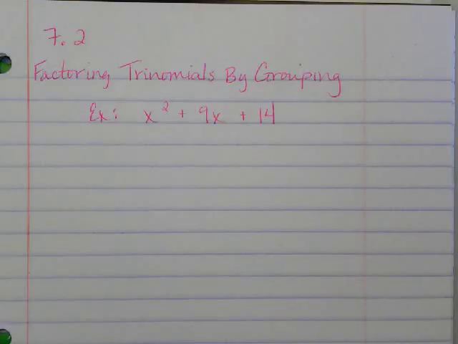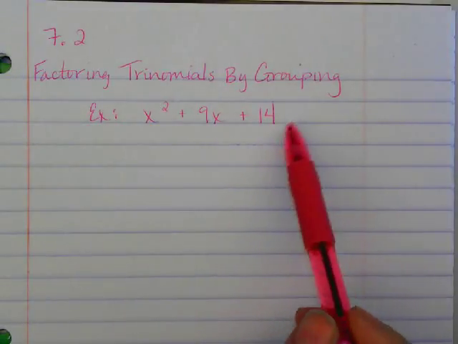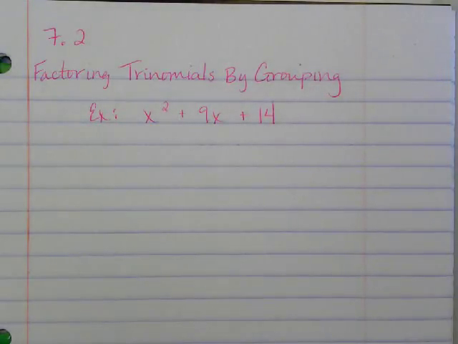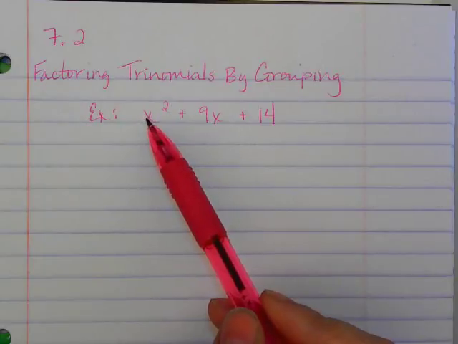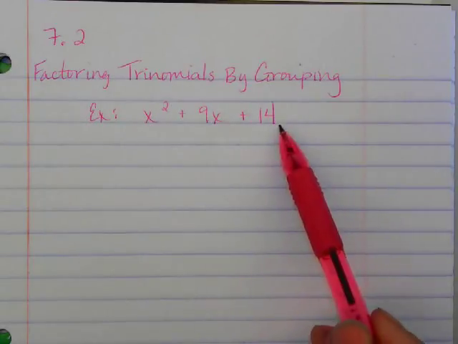So anytime you're factoring, you want to look for a greatest common factor first. If I have x squared plus 9x plus 14, do I have a greatest common factor? I do not, because there's no number with x squared, so I can't factor out a number other than 1. And there's no x with the 14, so I can't factor out any x's. So this is already factored in terms of having a greatest common factor.